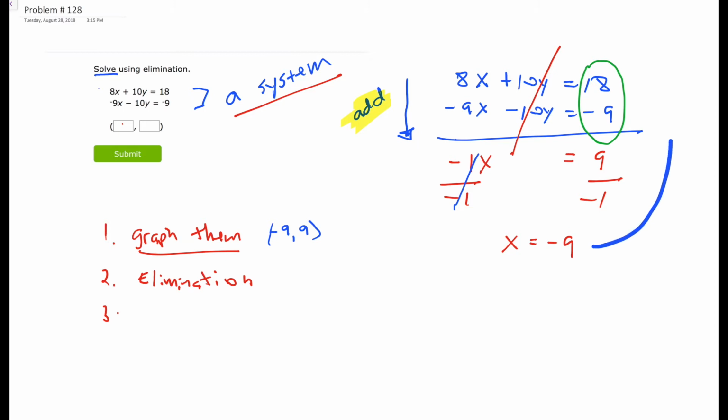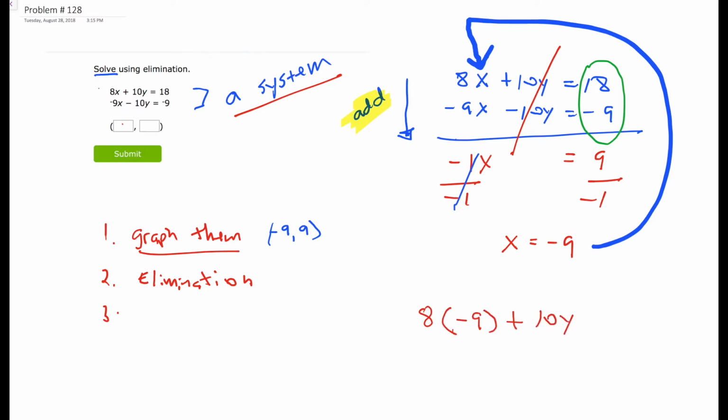So we go x equals negative 9, and you plug that in for x right there. So I'll just set it up. So it's 8 times negative 9 plus 10y equals 18. All right, so what's 8 times negative 9? Negative 72. And then plus 10y equals 18. And then, now what?